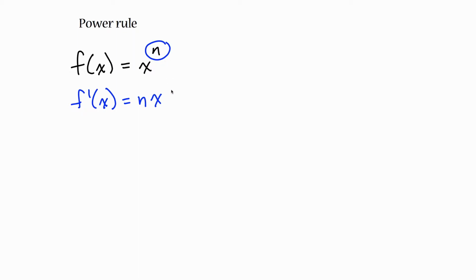So let's take a really general power function and say f of x is x to the n, some number n. To take the derivative of any power function, so f prime at x, we're going to take the exponent, move it down in front, so now it's n times x, and we're going to subtract 1 from the original exponent, n minus 1.